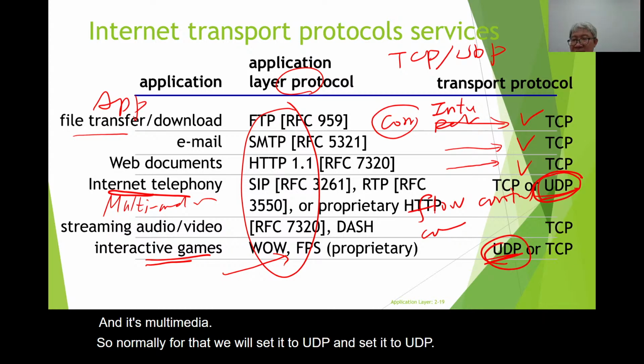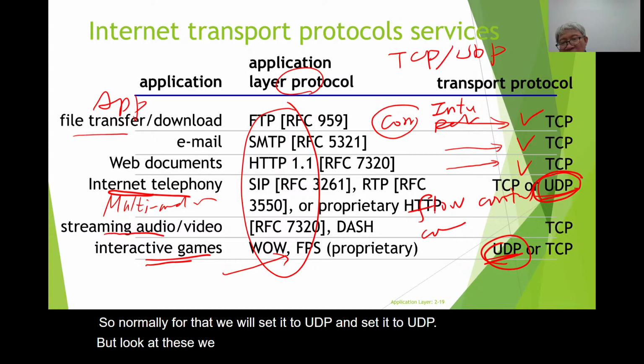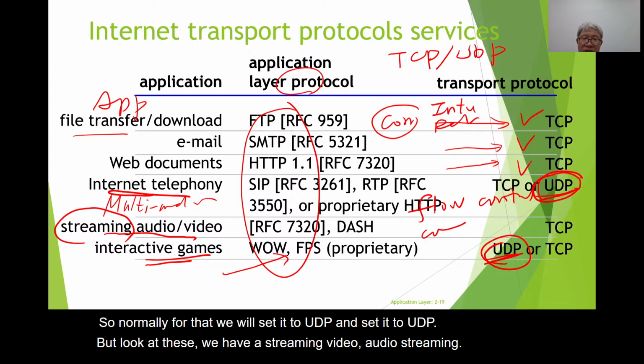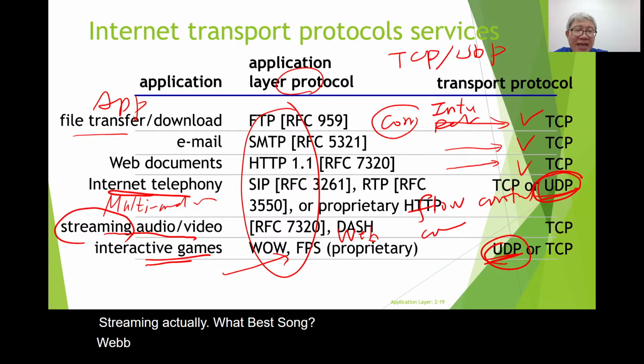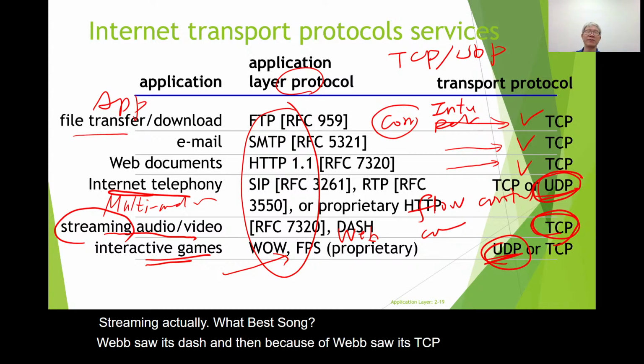But look at this. We have streaming video and audio. Streaming is actually based on web. So it's DASH. And then because of web, it's TCP rather than UDP.